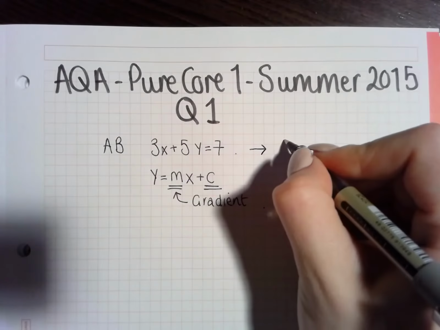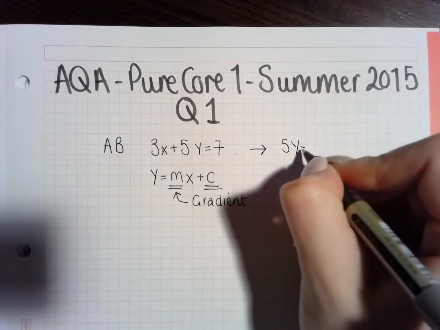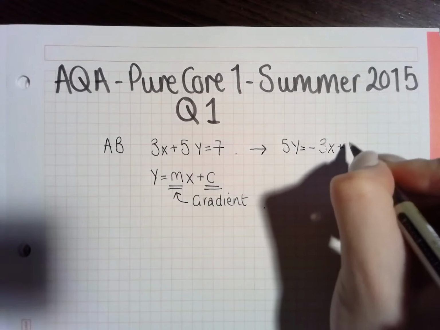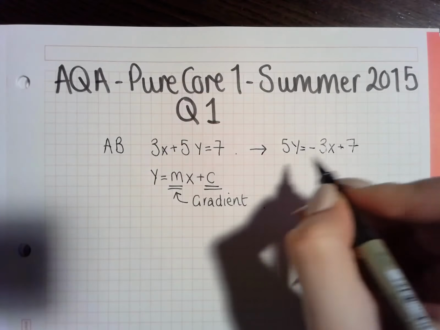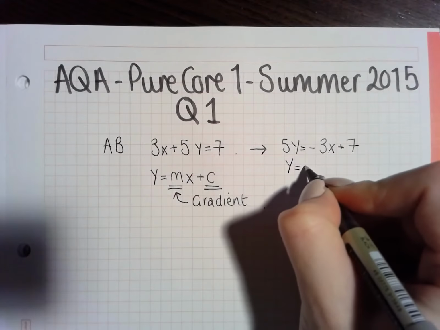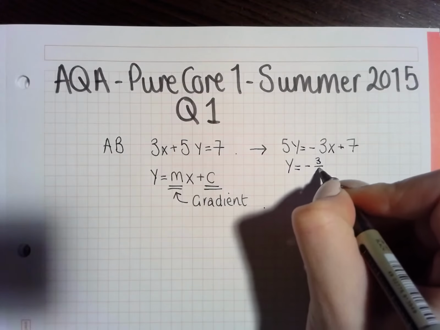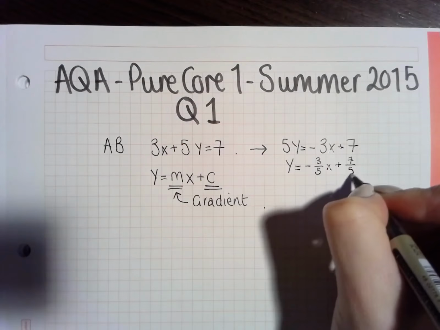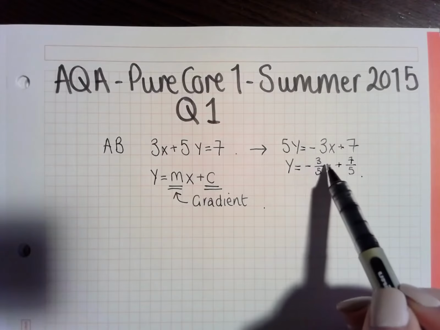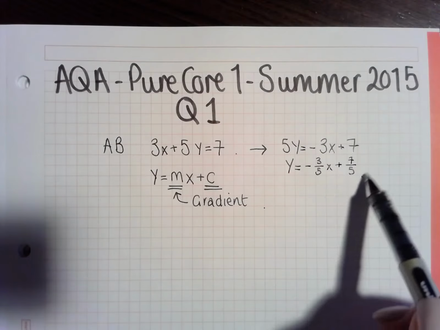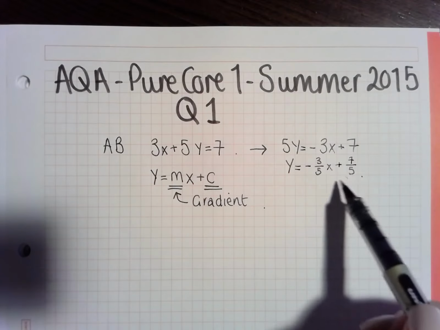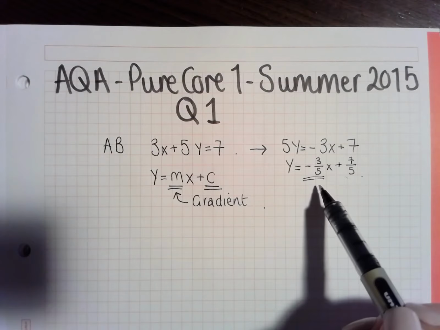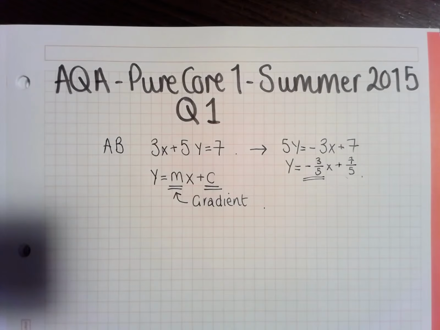So if we move the 3x to the other side of the equation, then we'll have 5y equals minus 3x plus 7. And then if we divide the whole thing by 5, y equals minus 3 over 5 x plus 7 over 5. Then our constant value, our c, is 7 over 5, and our m value is minus 3 over 5, so that's our gradient. The gradient's minus 3 over 5.